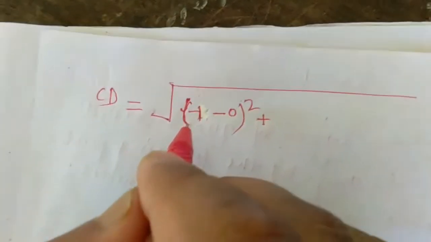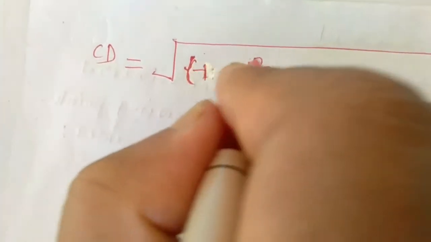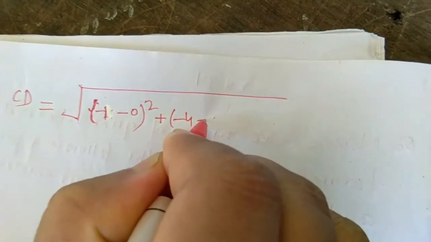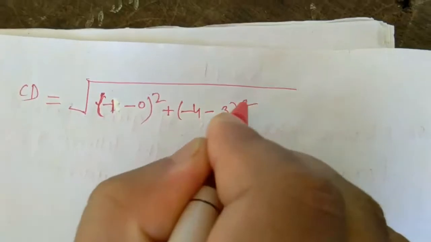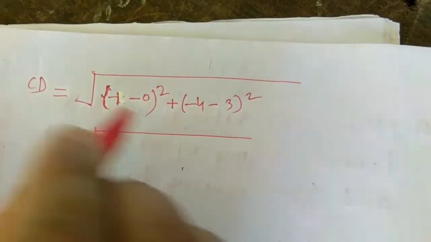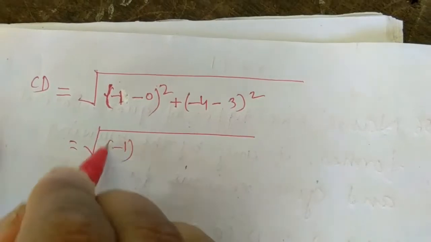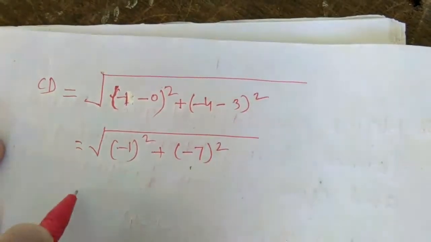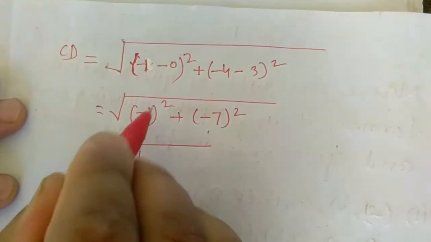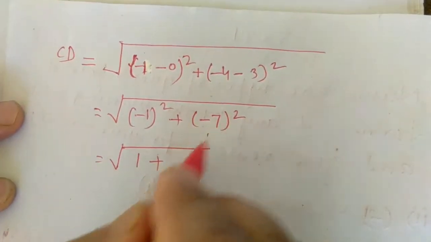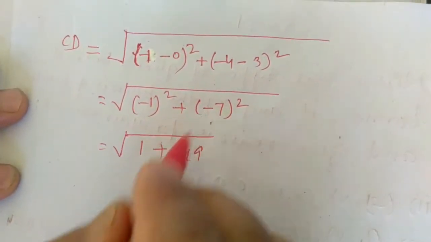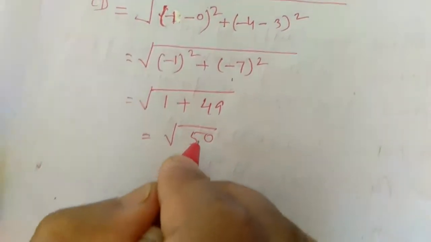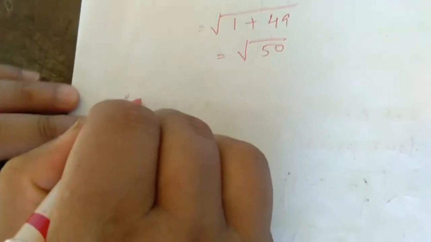x2 minus x1 means minus 1 minus 0 whole square plus y2 means minus 4 minus y1 means 3 whole square. Okay, root over, it is minus 1 square plus both are negative, you have to add, it is minus 7 whole square. 1 square means 1, plus 7 7 is 49, power is even, so this negative becomes positive. Okay, add it, it will be 50. Okay, now next we have to find DA.